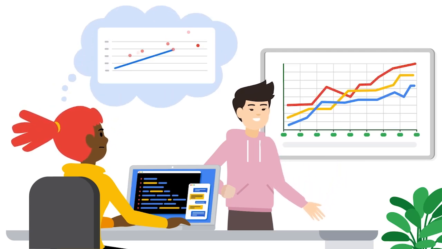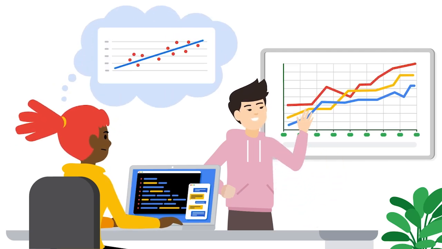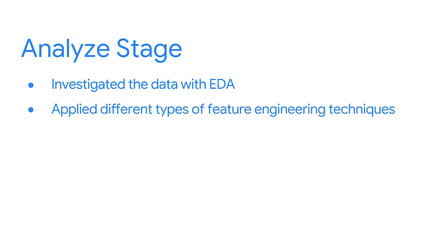Hello again. You're now about halfway through the PACE workflow. During the planning stage, you developed a better understanding of the business need and the data available. And in the analyze stage, you investigated the data using exploratory data analysis practices. You applied feature engineering techniques to select, transform, and extract data into a format that was suitable for training. This video continues on to the construct stage, where you'll bring the model to life.